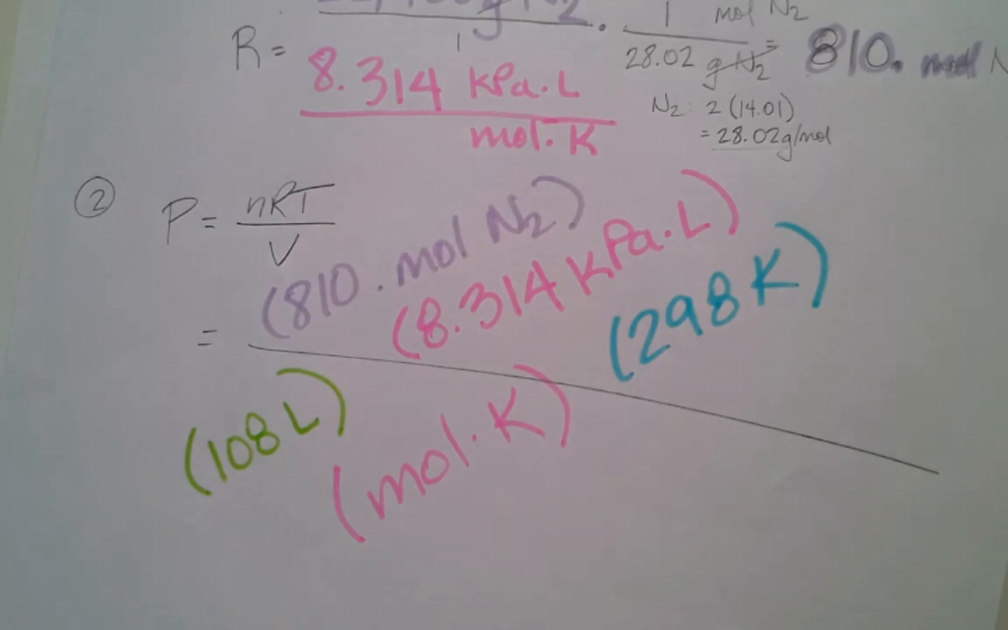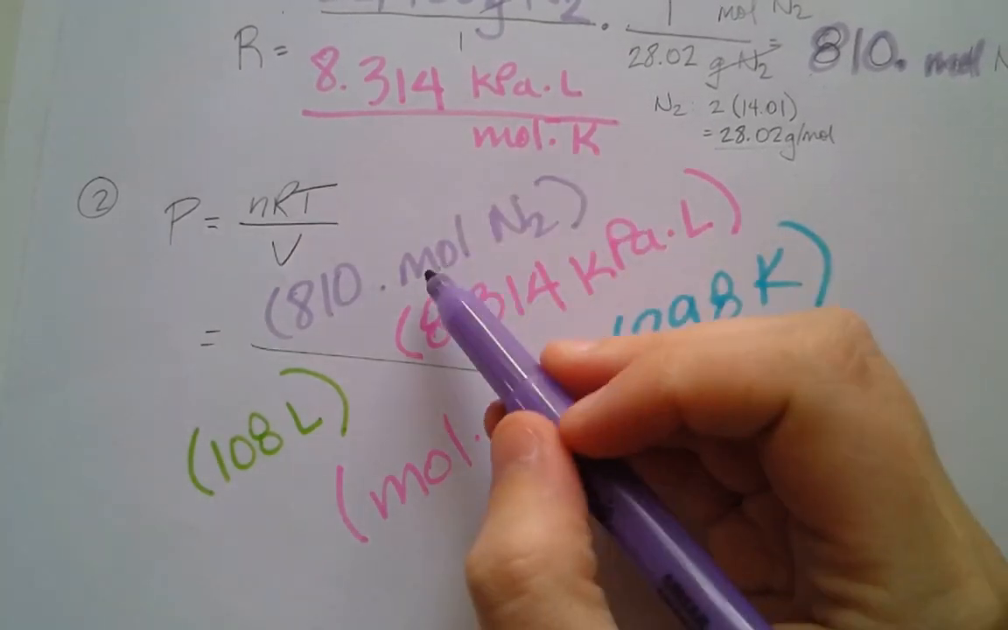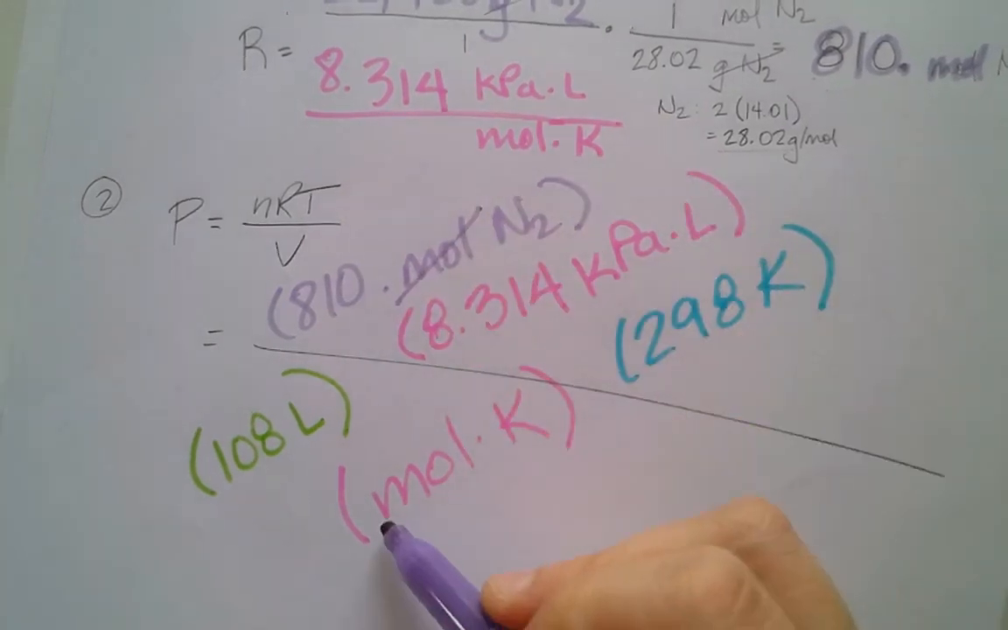Let's do the units first because we can. Off we go. We have the unit of mole on top, mole on the bottom. Thing divided by itself is 1.